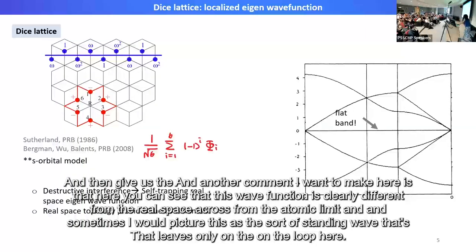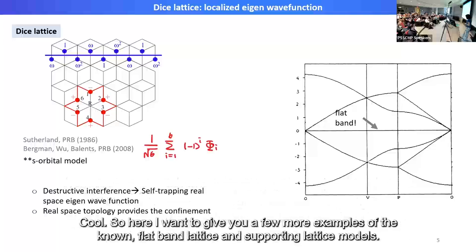And another comment I want to make here is that you can see that this wave function is clearly different from the real space atomic limit. And sometimes I would picture this as a sort of standing wave that lives only on the loop here. Cool.